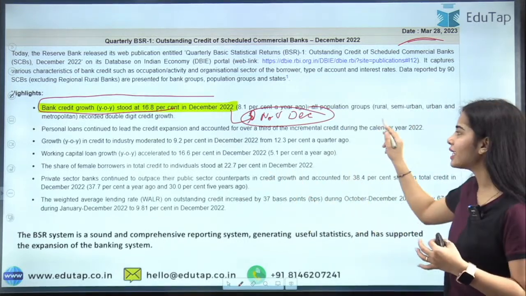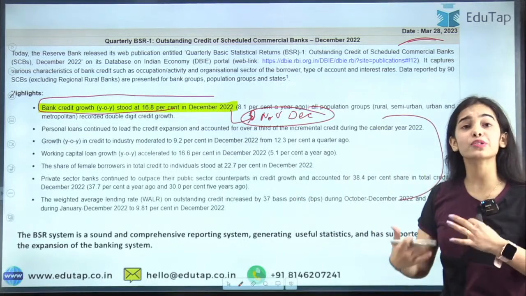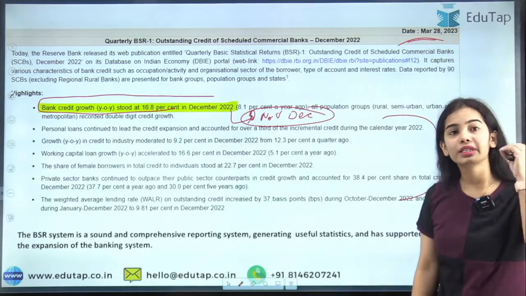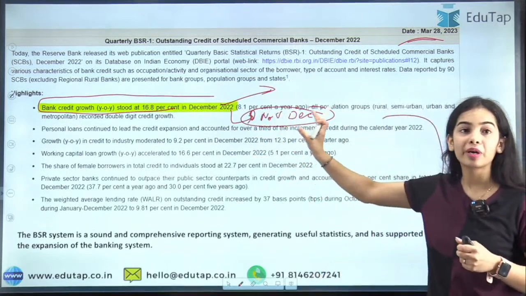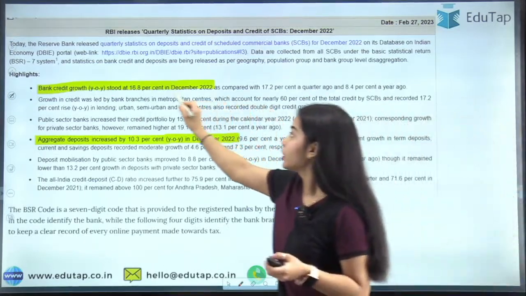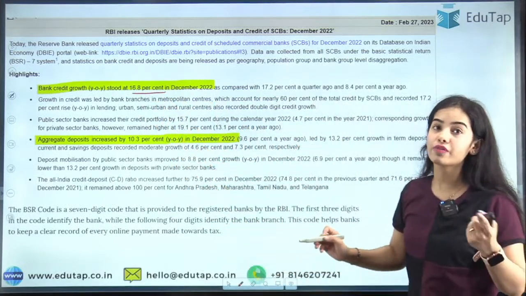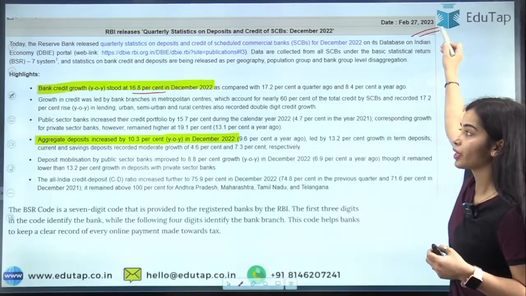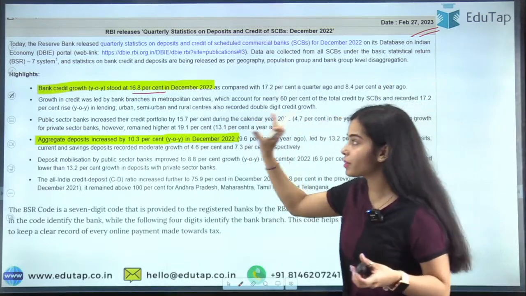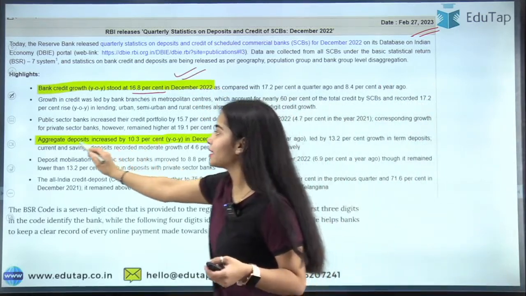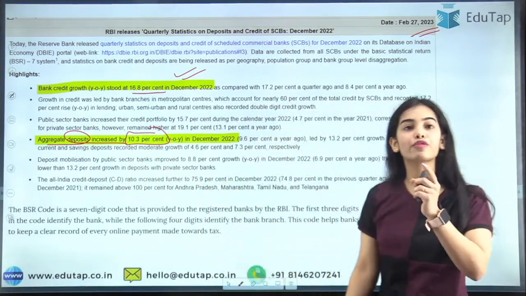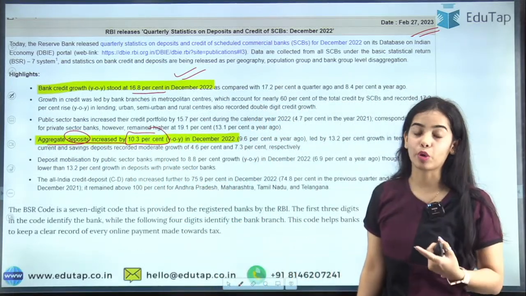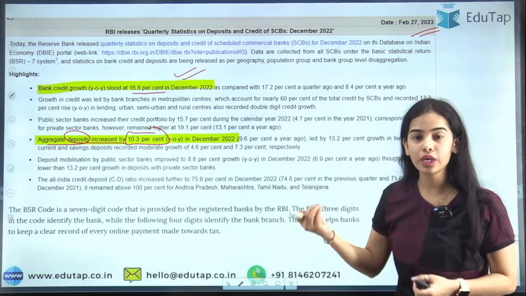So these other data points are not very important, because if you start reading all the data now, the data will never end. So you have to mark that, okay, this is important data because this was notified in another notification of RBI in Feb also. So the credit growth is important, the data for that, and the aggregate deposits increased by 10.3%. So the data for deposits growth is also important. So this is the data that you have to at least know.